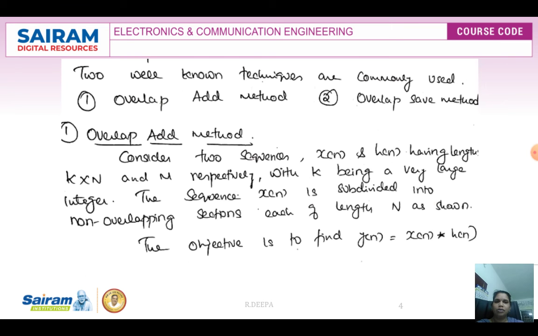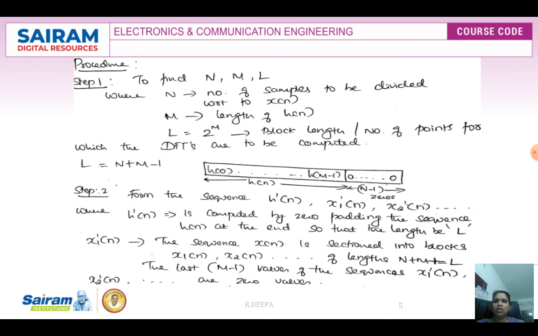So once again I'll repeat the procedure. For the overlap add method, the intention is to find the linear convolution between two different sequences x of n and h of n, where x of n is a long duration sequence and h of n is a short duration sequence. The procedure is, first you need to calculate the values of capital N, M and L. N is the number of samples into which we divide the given x of n, M as usual is the length of h of n, and capital L represents the block length, or the number of points for which we compute the circular convolution.